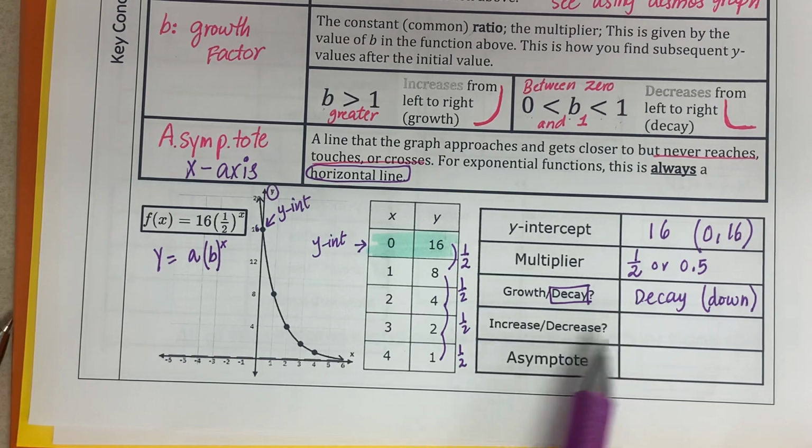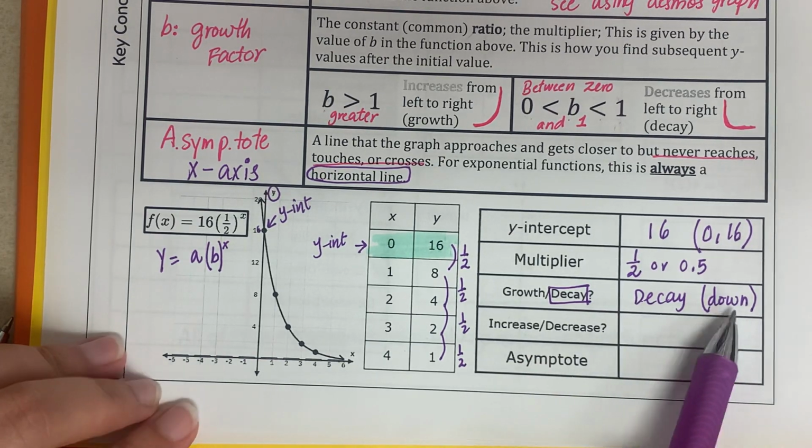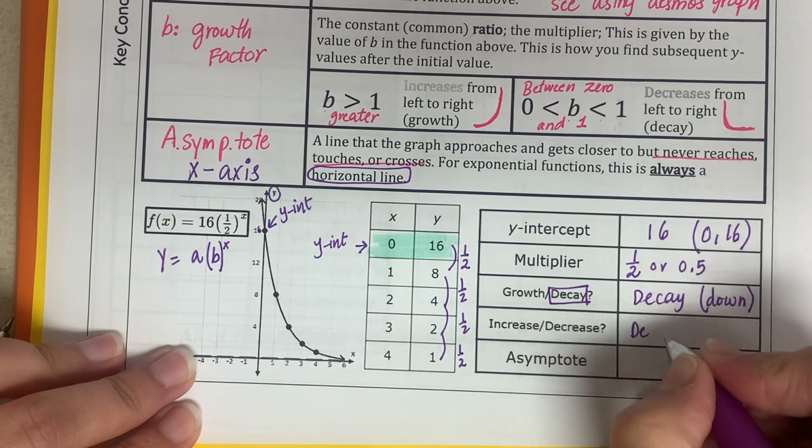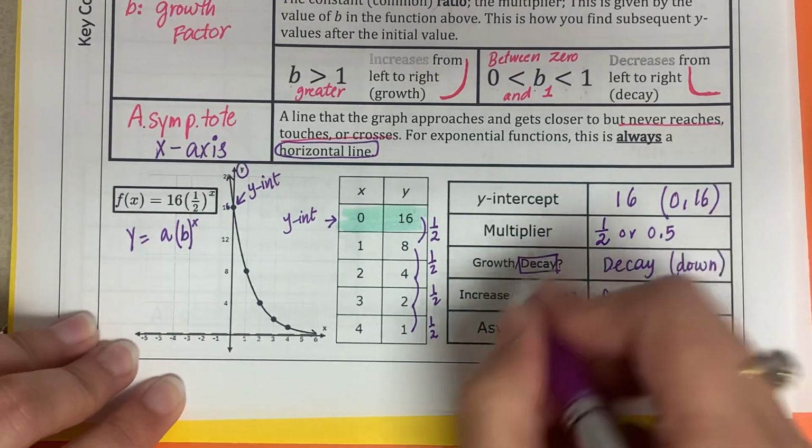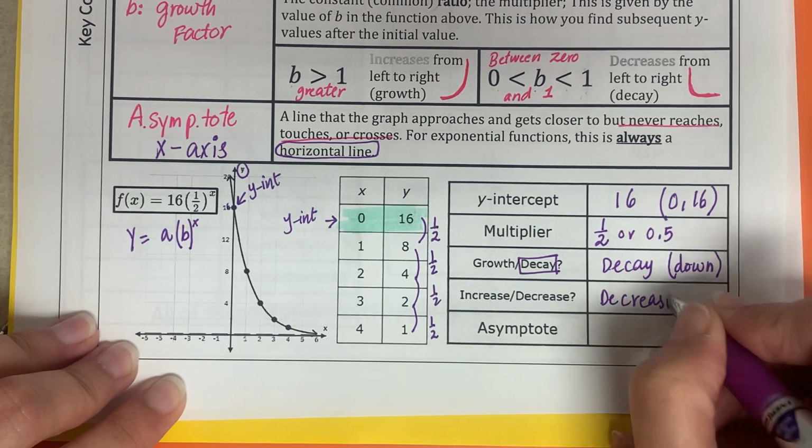So if it's a decay, that has to be decreasing. And I already wrote the word down. So this is a decreasing graph. So the function is decreasing.